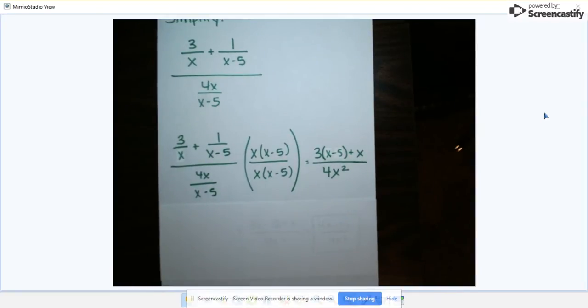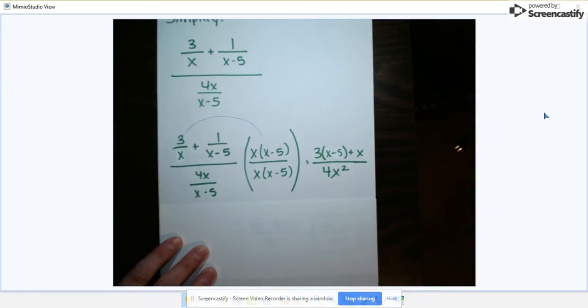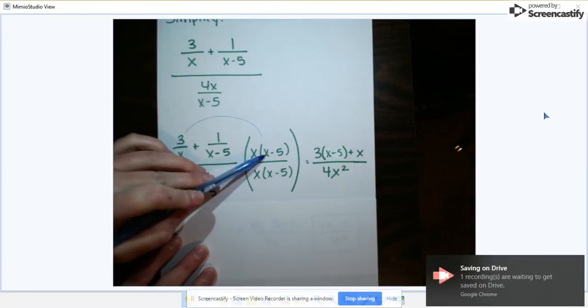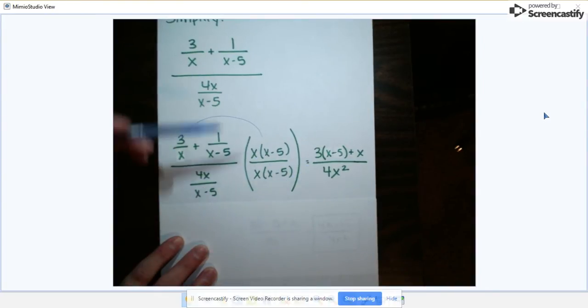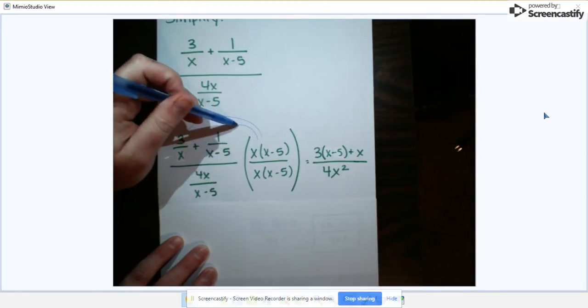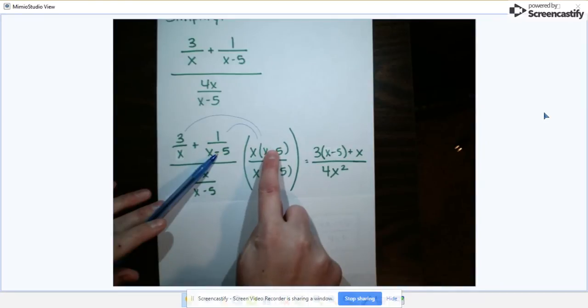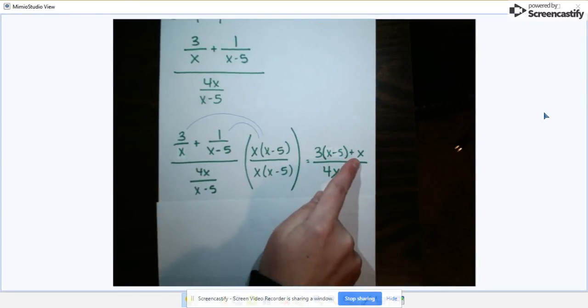When I do that, we're distributing here first. So your x's cancel, and you're left with a 3 times x minus 5. That's where this comes from. Now we're going to distribute x and x minus 5 to this piece. And our x minus 5s will cancel, leaving you with a plus 1x, which is where that part comes from.